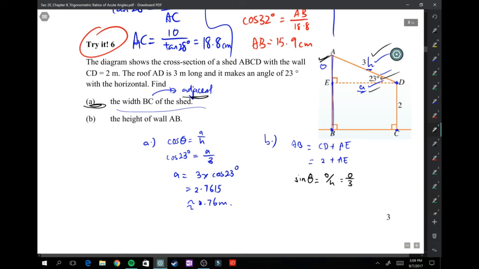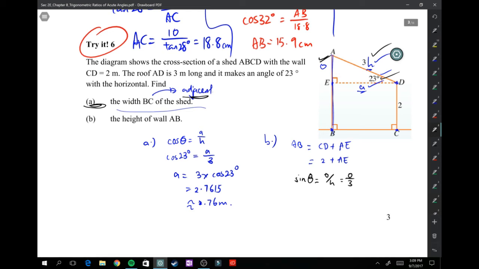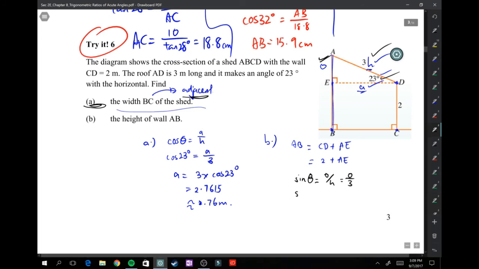The answer is yes. But what if your adjacent answer is wrong? If you use a wrong answer to find another answer, that other answer will be wrong, and therefore both your answers will be wrong. So don't do that. It is safer to use the hypotenuse in this case. So sine 23 degrees equals opposite over 3.